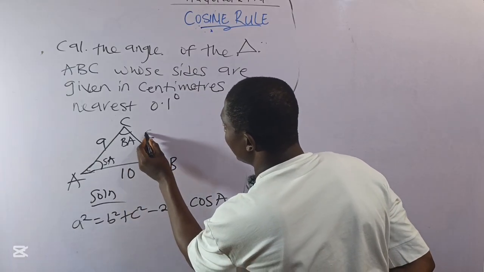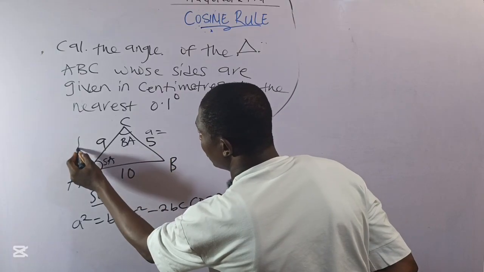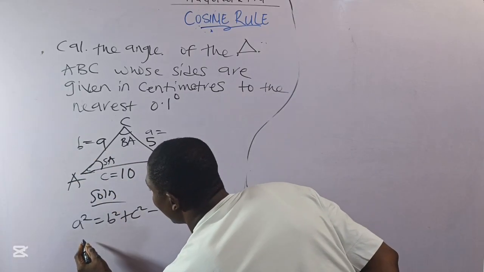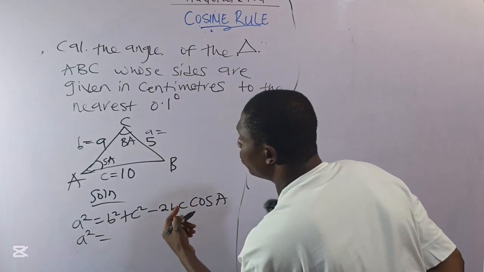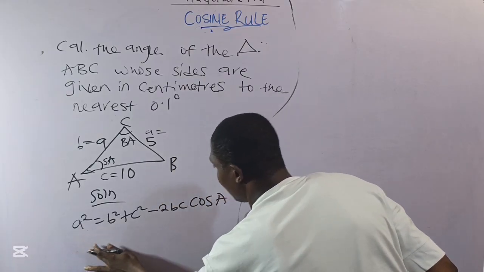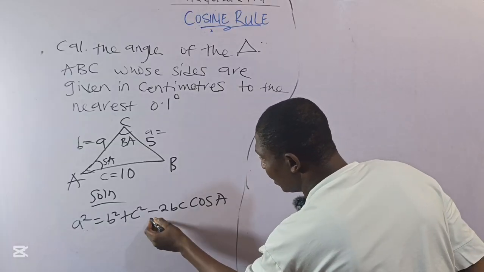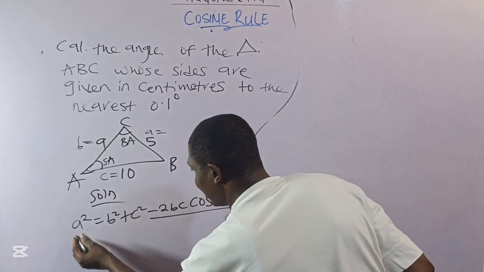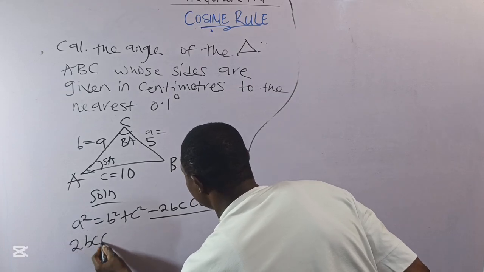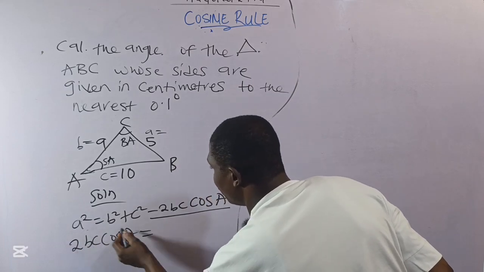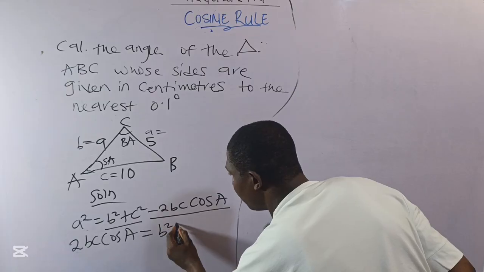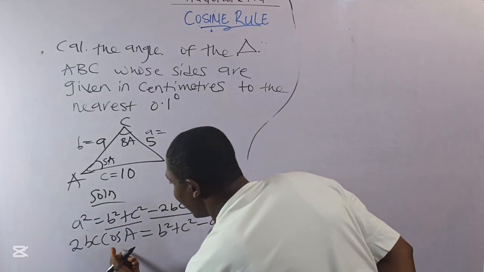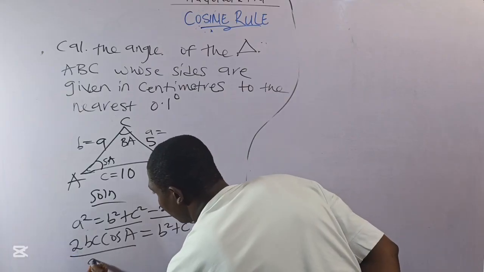Now, I have my small letter a equals 5, my small letter b equals 9, and my small letter c equals 10. So let me make angle A the subject of the formula first. All these are combined with multiplication, so I'll move it to the other side to be positive, and I'll have 2bc cos A equals b squared plus c squared minus a squared.